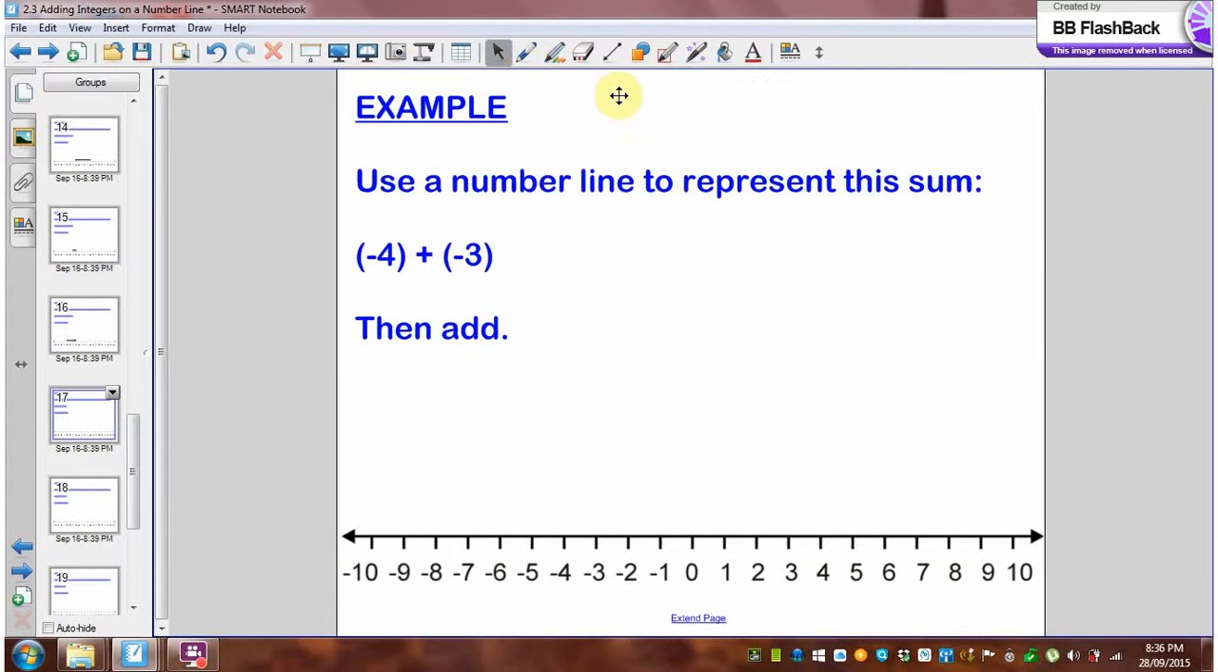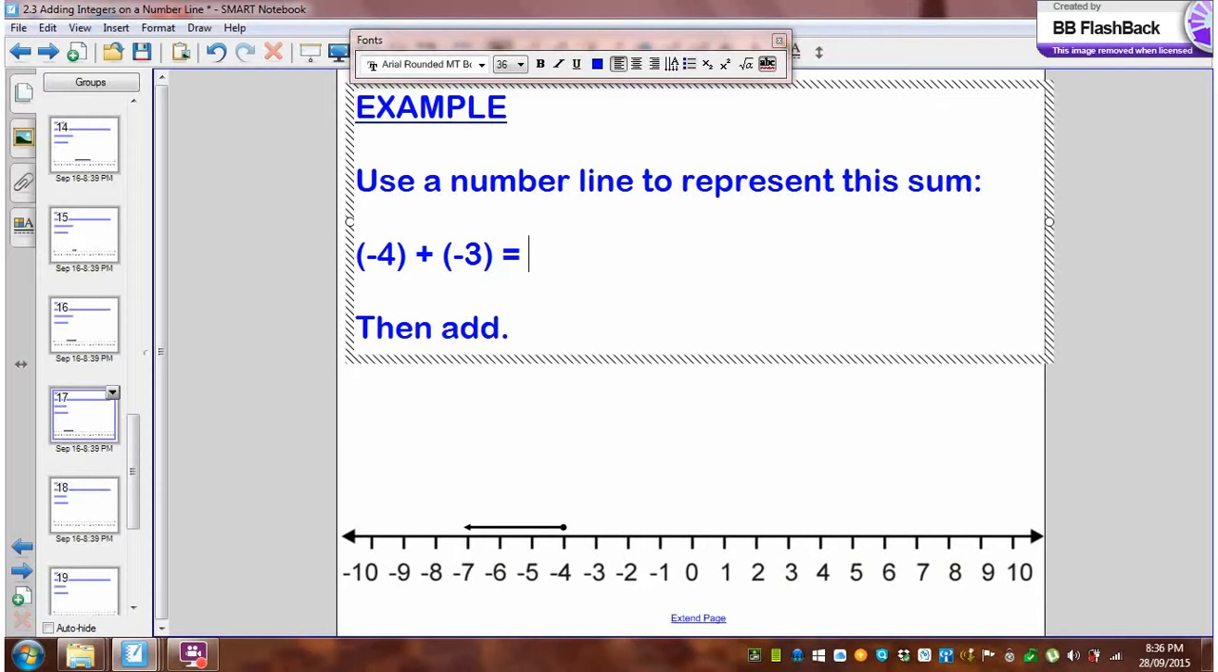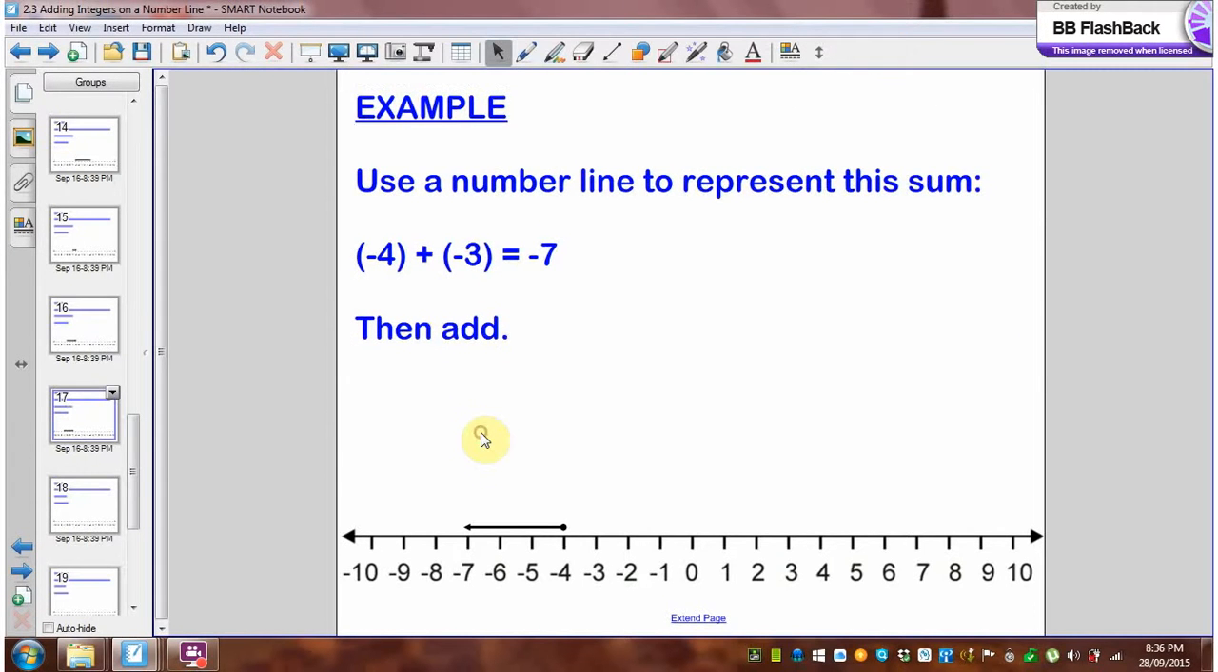Okay, so with this one, we're starting at -4. But then we're going to the left 3 because we have a -3, so we're going down more negative. So we start at -4, and we're going down 3. 1, 2, 3. So our answer, we ended up on -7. So our answer here equals -7. Copy that down. And when you're ready, let's move on.